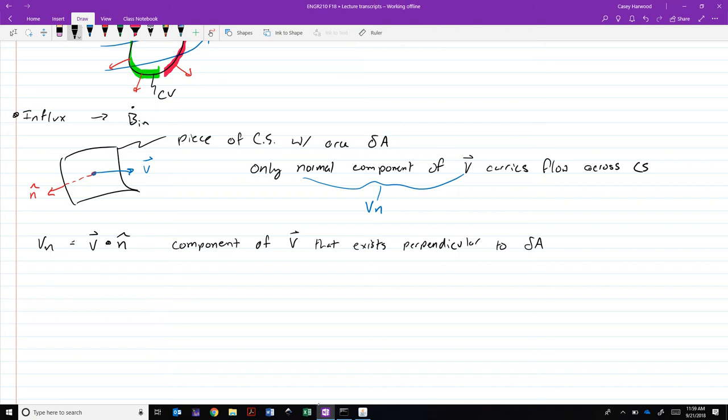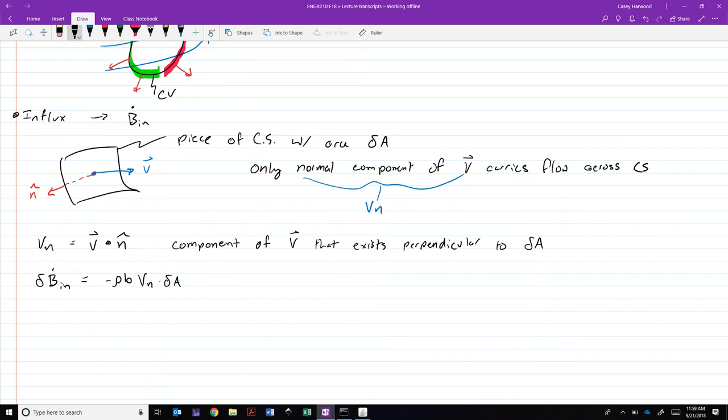So if we want to account for how much of an extensive property big B is being carried across this little tiny piece of our control surface by the velocity at that point, we could write tiny little B dot in is equal to negative rho b V_n dA.